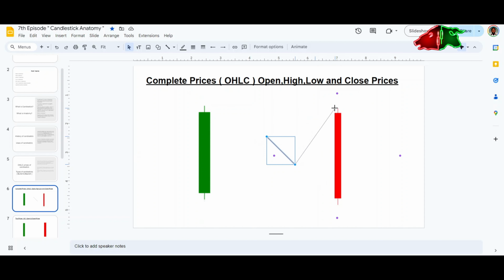So this is the high wick, the high price. Then this pin down is called the low wick, low price. So I hope that was clear. Okay, I named this one the complete price.